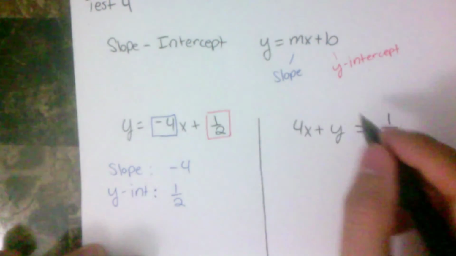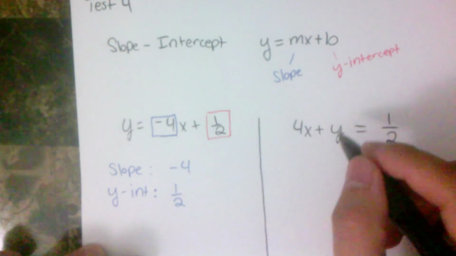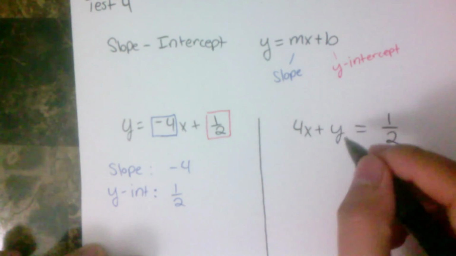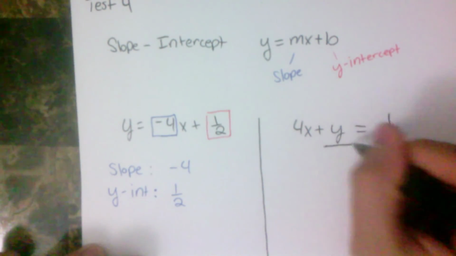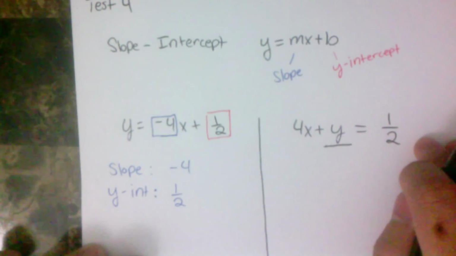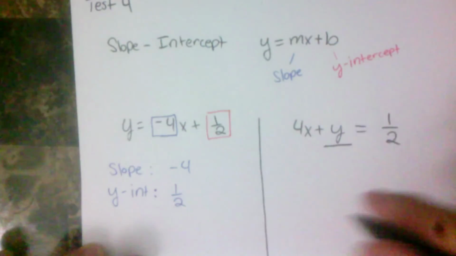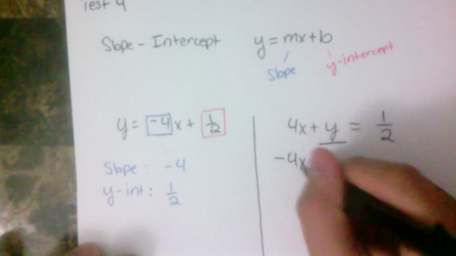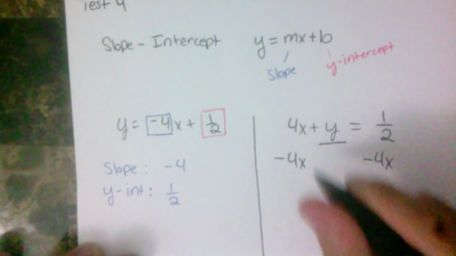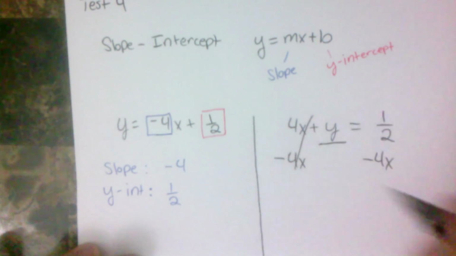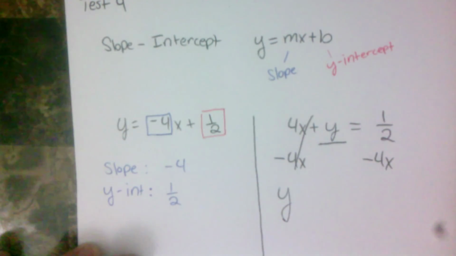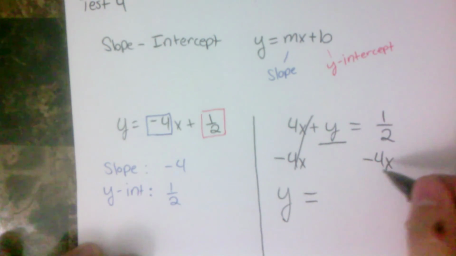All you have to do with this, every time you see it to where there's something and then y is over here, you need to get the y all alone. I need this to be y equals some stuff. So I need to move this over here. The way to move that 4x is that we would just subtract 4x from both sides. At this point, 4x minus 4x cancels out. You've just got y on the left side. And then over here, you've got a 1/2 and a negative 4x.